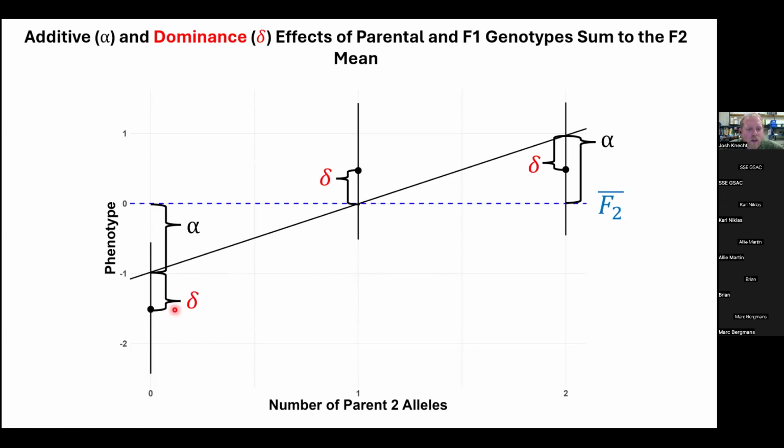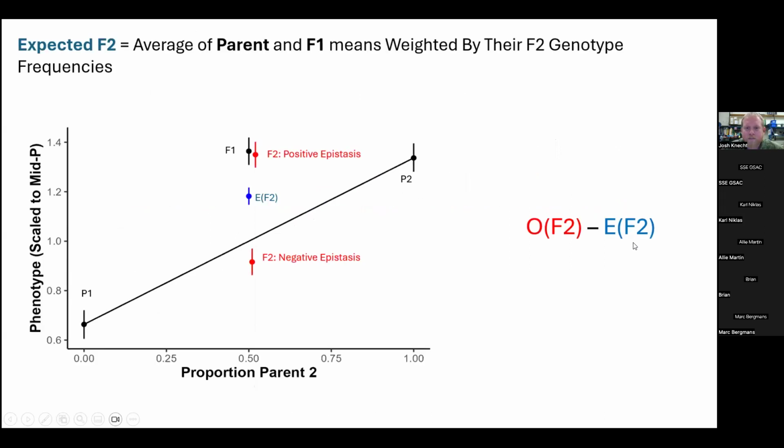And so it'll be negative here for both parents and positive for the F1. And so it's a quarter of this parent, a quarter of this parent, and so 0.5 times negative D, and then 0.5 times positive D, and that just leaves us with the F2 mean again. So if all the genotypic effects are within locus, we can just sum them up across the genome, and we'll just get the F2 mean.